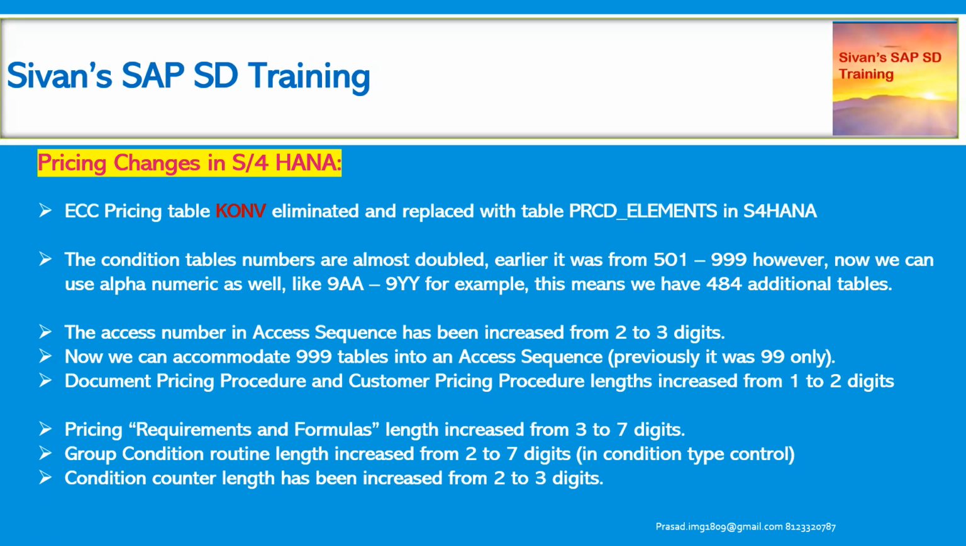In condition type control, we can see them and find them. The condition counter length, especially the 16 columns in the pricing procedure where we can see the step counter, is nothing but the counter within the step or mini step in the pricing procedure, where the length has been increased from 2 to 3 digits.